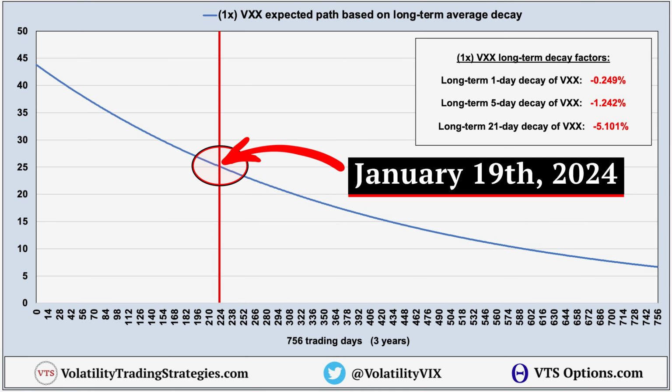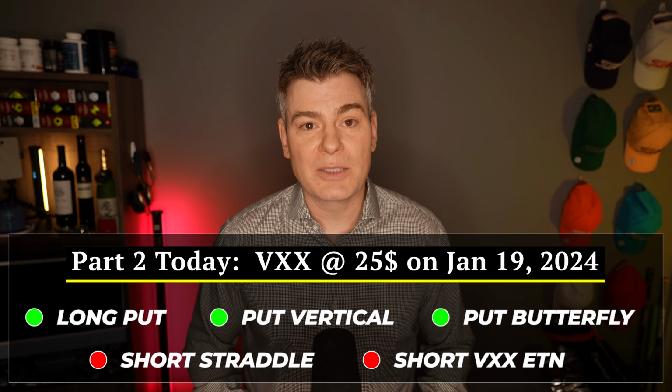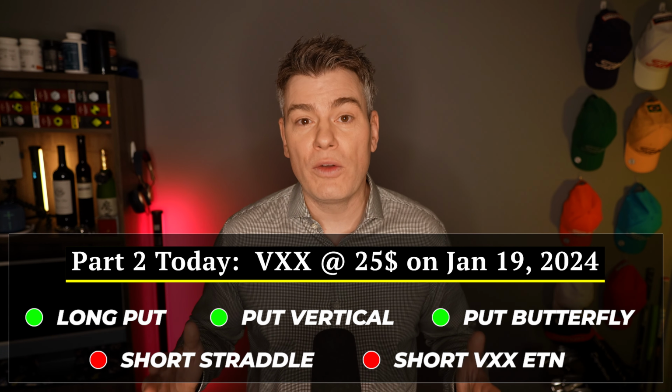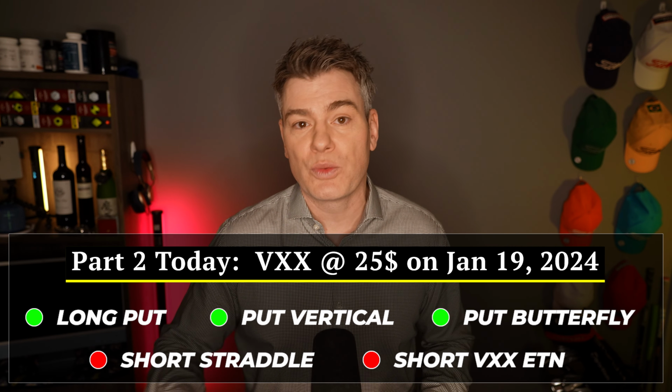And then from there, we just map out the expiration date for the options trades we're about to take today. And we're expecting the VXX to be trading at a price of around $25 on January 19th, 2024, which is 8 months from now. With our target number and expiration date, today we can execute all 5 live short volatility trades and we can see which method has the best risk-reward ratio.